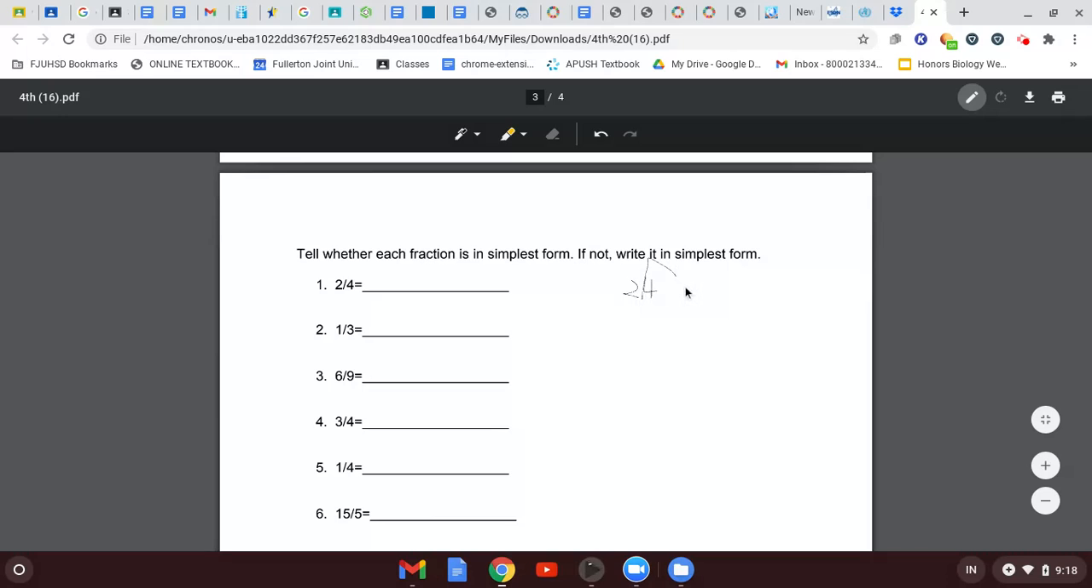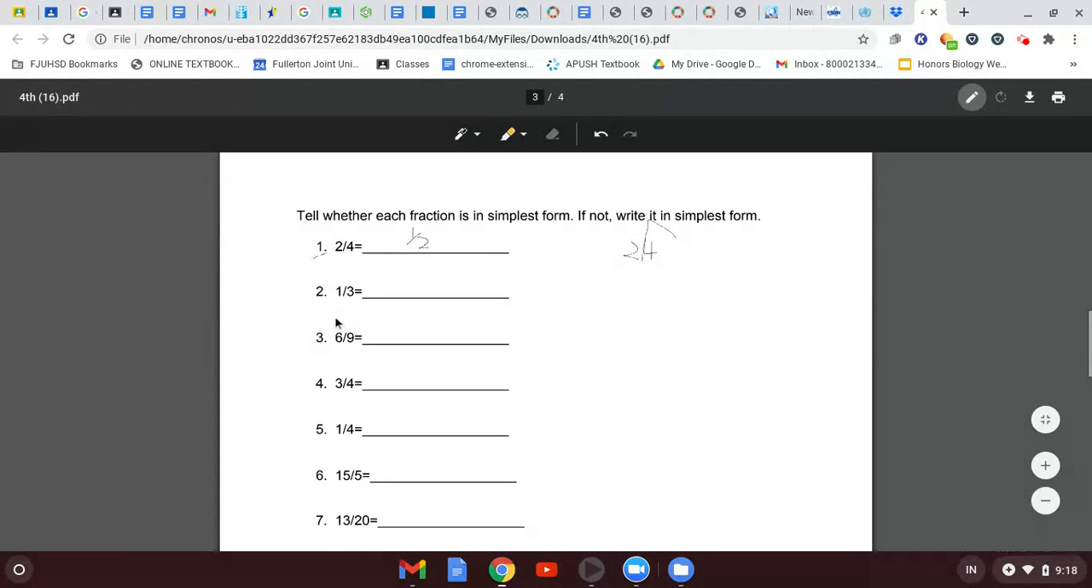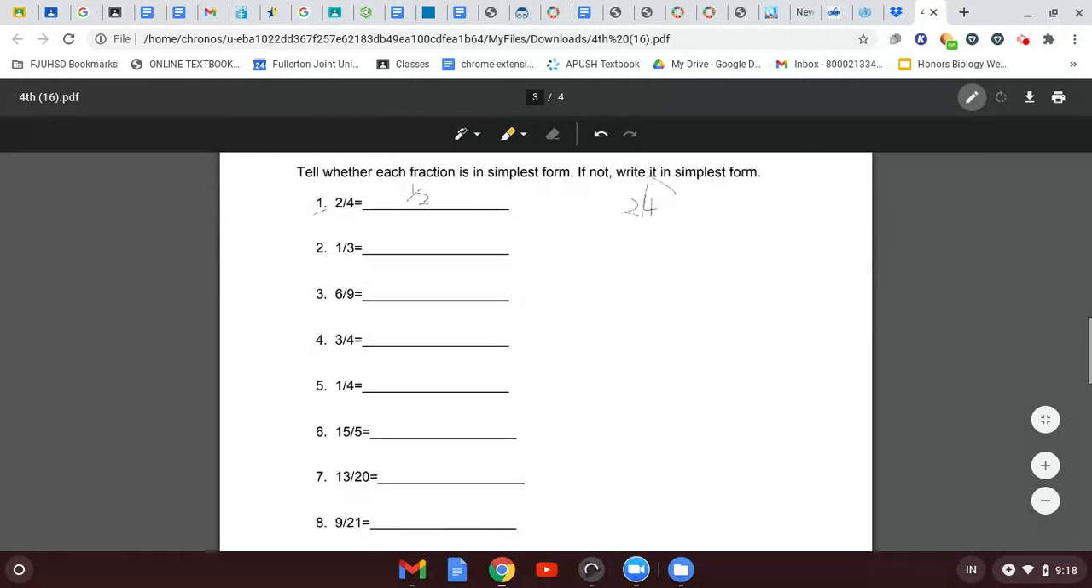Therefore number 1 is not in its simplest form. Its simplest form would be 1/2. This is because we can divide 2 by 2 and 4 by 2, and that will make it 1/2. So basically what we're trying to do is divide by the same number until it can no longer be divided by the same number from the top and the bottom.